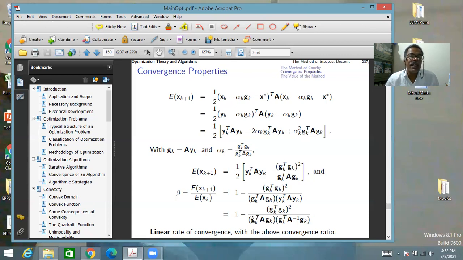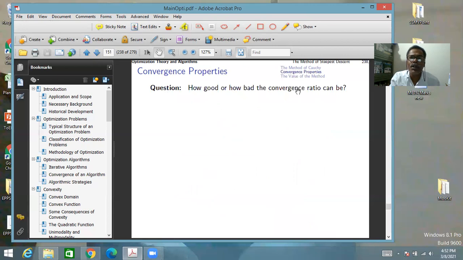And now we are interested in examining how good or how bad this convergence ratio is. If the convergence ratio is something like 0.1 or 0.5, 0.1 or 0.05, 0.08, then we would be happy. That would mean that in every iteration, we reduce the error so much that only 10%, 8%, 11% error remains. Okay. On the other hand, if the convergence ratio turns out to be something like 0.9, then we would be unhappy. That means most of the error remains. Okay. So we would see how bad or how good this convergence ratio could be.